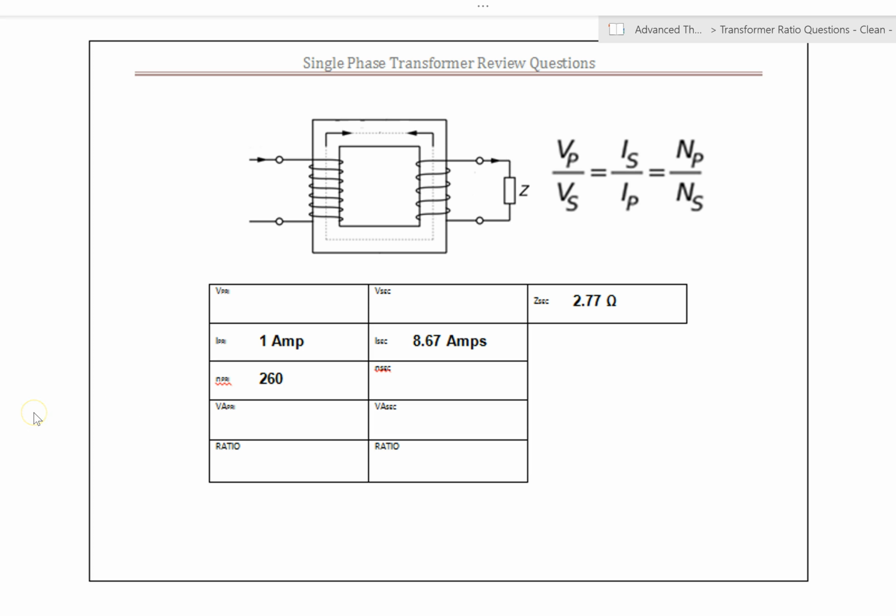All right, guys, let's do another single phase transformer ratio question. I thought I had finished all these, but I only had two in the playlist. So let's finish off this third one, then we'll do some three-phase ratio questions.